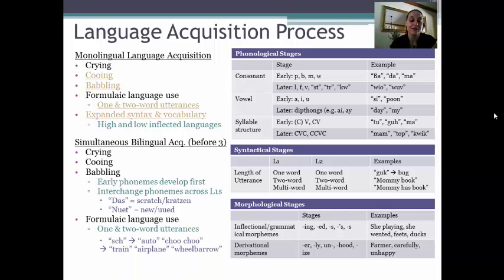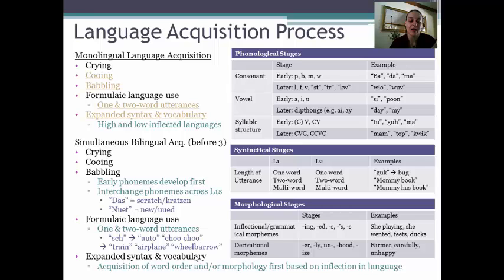But this looks a little bit different for simultaneous bilingual children who have two languages going on. They might use one word which sounds like it could come from one language and use it for all the objects, like "sh" in this example, coming from the German language to mean auto and choo-choo, as well as train, airplane, and wheelbarrow. And then the expanded syntax and vocabulary is very similar.